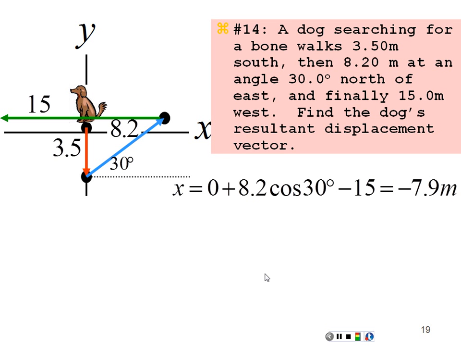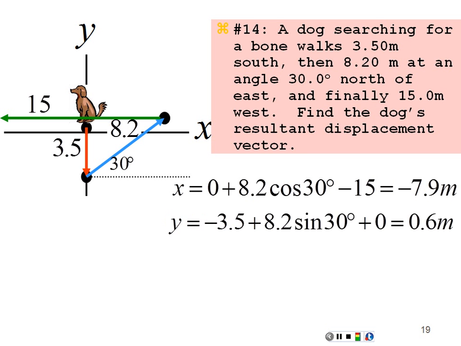I could find all my x components. For the first vector, it's 0, plus 8.2 times the cosine of 30 degrees, and then a minus 15 as I go totally in the negative x direction, giving me a total component in the x direction of negative 7.9 meters. Do the same thing for the y direction. I'm going negative 3.5 for my first vector, then I'm going up 8.2 times the sine of 30 degrees, and then my last vector has no y component. I could think of it as 15 times the sine of 90 degrees, or sine of 0 degrees if I wish, and that would be 0. So I have a 0.6 meter y component. So my ultimate resultant components are negative 7.9 and 0.6 meters up.